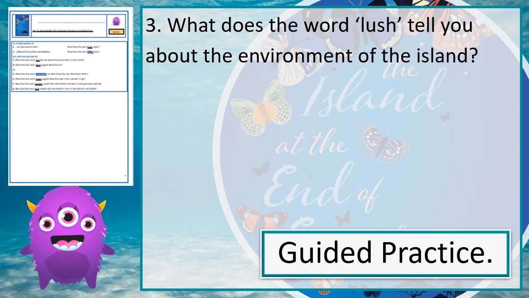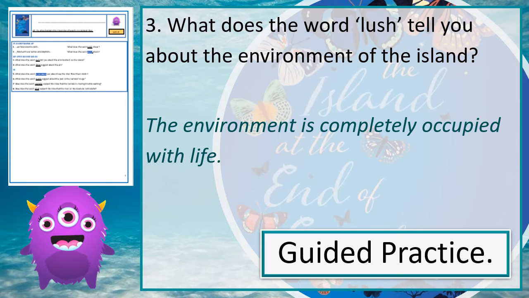So step 1, I need to define lush. I need to recognise that lush means brimming, full of, overflowing. And then I need to relate that back to the environment on the island. So I can say, the environment is completely occupied with life. It's completely full of life. It is completely brimming with life. I must reference the environment because that was in the question. So that was our first one for guided practice.